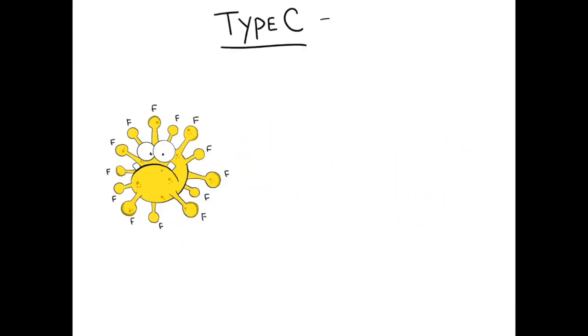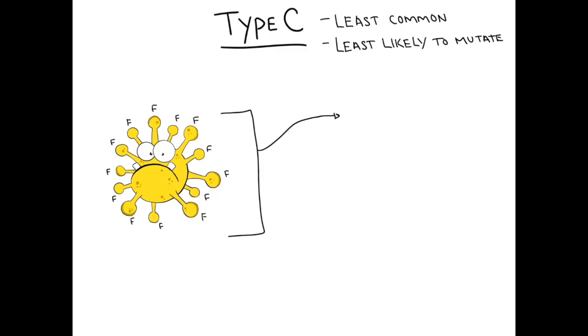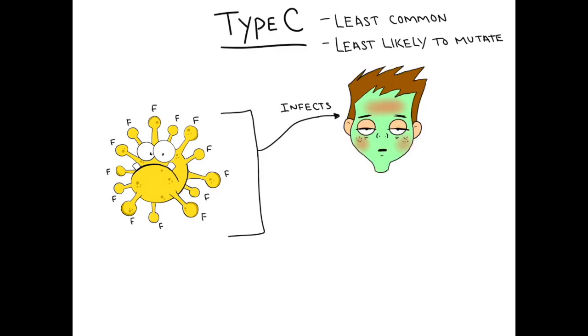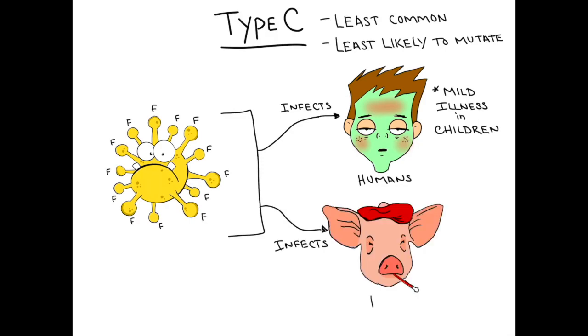Lastly, we have influenza type C, which is the least common among the influenza viruses and is least likely to mutate. Influenza C has the ability to infect not only humans, which can cause a mild illness in children, but also pigs. Influenza C also contains that F protein on its surface, which differs from the H and N proteins, but it still accomplishes the same task of entering and exiting the host cells.